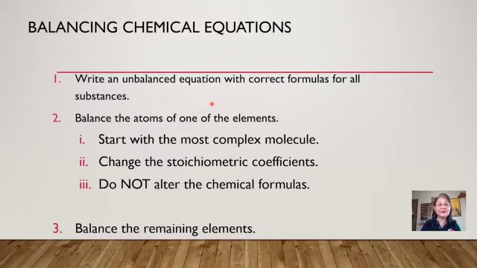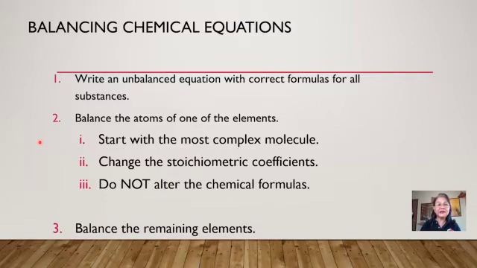Step number 1, write an unbalanced equation with the correct formula for all the substances. Writing the correct formula is the key. If you write it wrongly, then there is no way for you to balance it correctly. Next is to balance the atoms of one of the elements. When we do this, we always start with the most complex molecule. We look at the most complex formula in the equation, and then we start our consideration by picking one particular element in that complex formula.